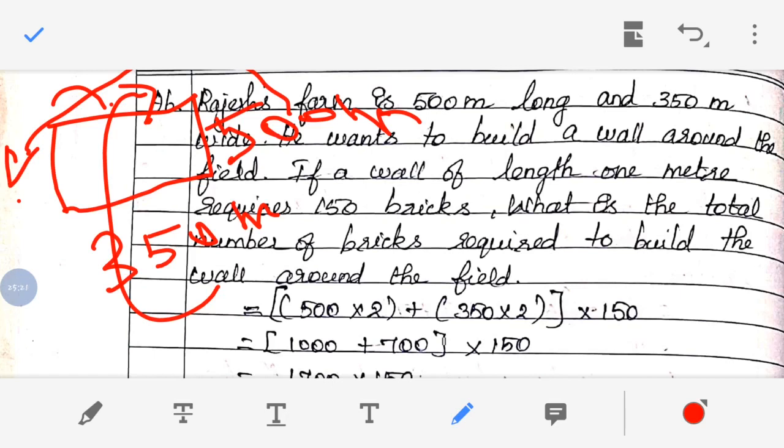Okay. So for 1 meter he needs 150 bricks. So for this many meters, how many meters? This we are adding totally, no? For this many meters he needs how many bricks? So we have to multiply this with 150. Then you will get the correct answer.